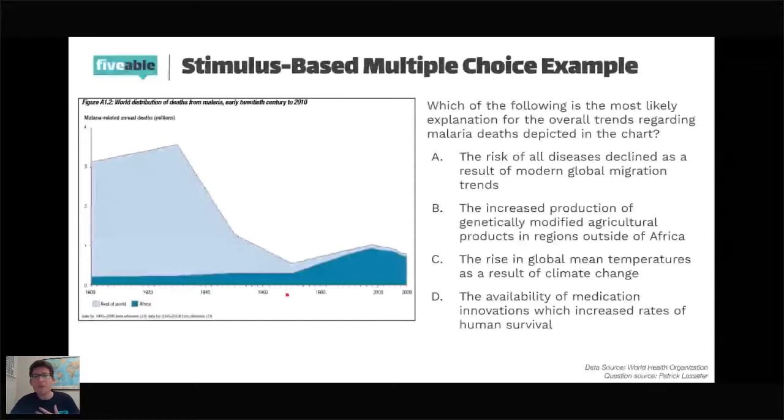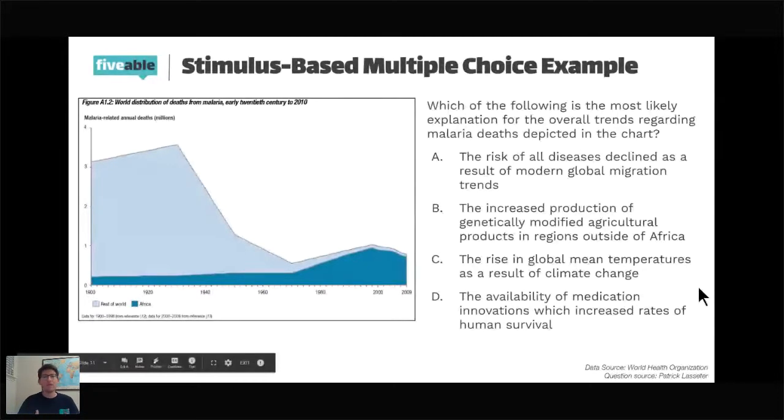Let me see which question I put in here. Which of the following is the most likely explanation for the overall trends regarding malaria deaths depicted in the chart? So what I'm looking at here is the overall trend. You had 3 to 4 million people dying from malaria in the first half of the 20th century, and now you have less than 1 million people die from malaria. However, we're seeing larger numbers dying in Africa, but since it asks for the overall trend, we have an overall downward trend. Okay, so keeping that in mind, that's what I want to look at.